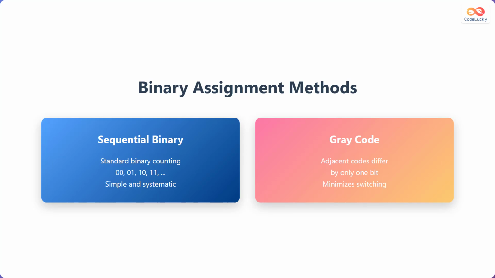There are primarily two common methods for binary assignment: sequential binary and gray code. Sequential binary uses standard binary counting such as 000, 001, 010, and so on. This method is simple and systematic. Gray code, on the other hand, ensures that adjacent codes differ by only 1 bit, which minimizes switching.